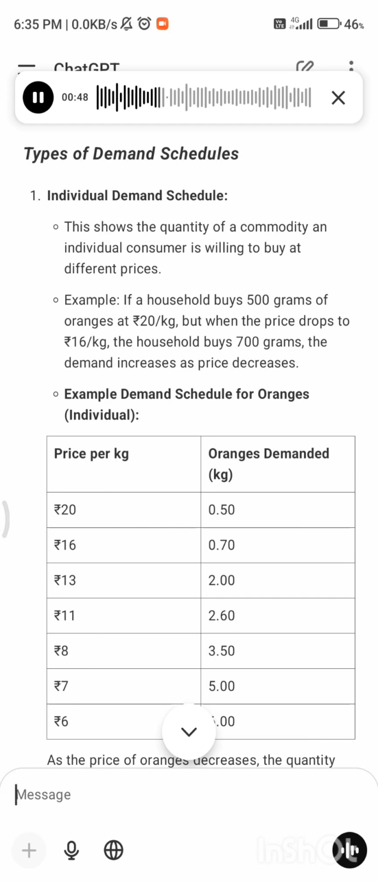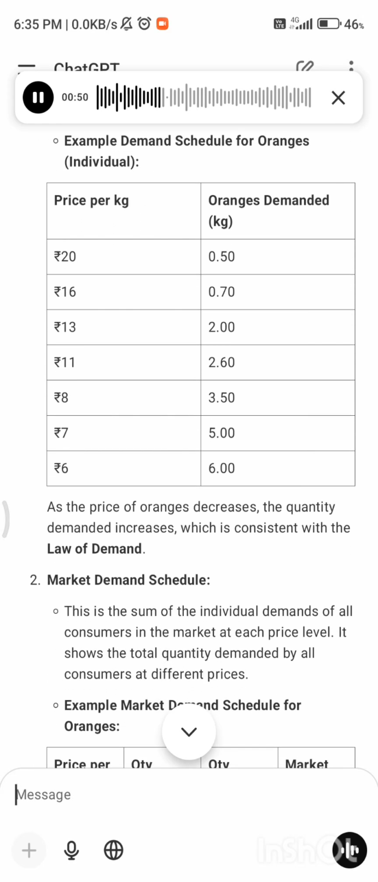Example demand schedule for oranges, individual: price per kg, oranges demanded. 20, 500; 16, 700; 13, 2.00; 11, 2.60; 8, 3; 5, 7; 6, 60. As the price of oranges decreases, the quantity demanded increases, which is consistent with the law of demand.